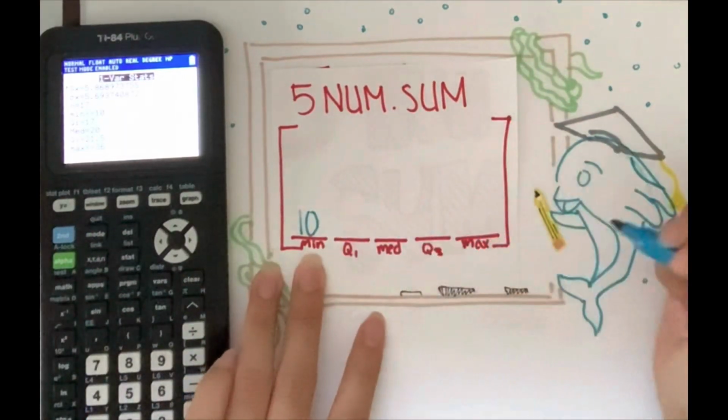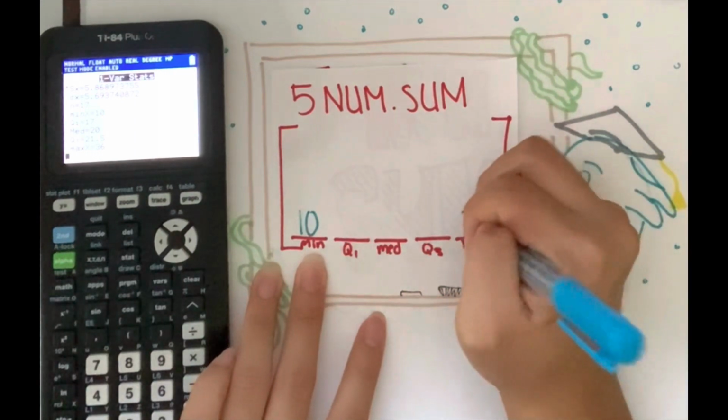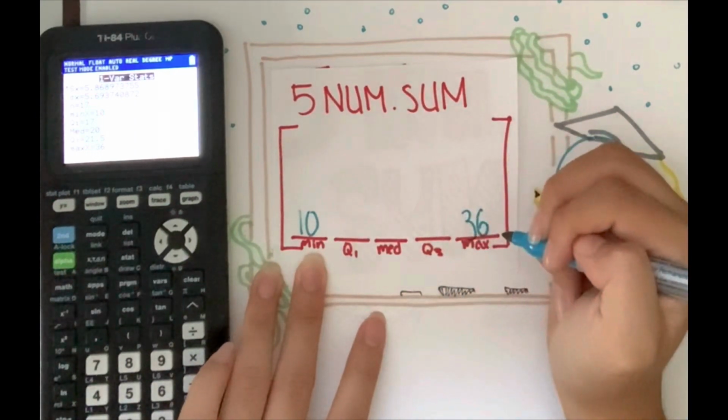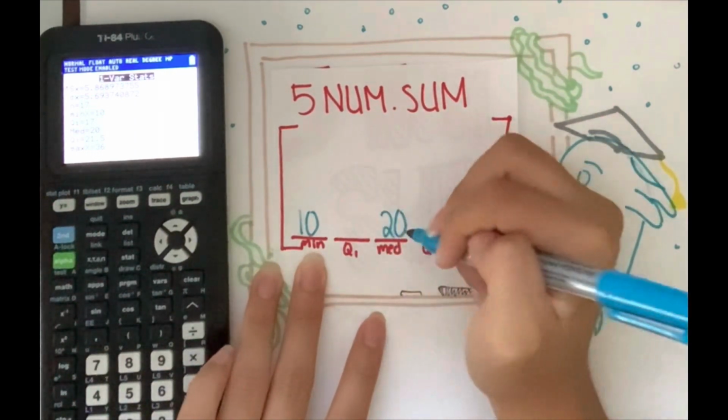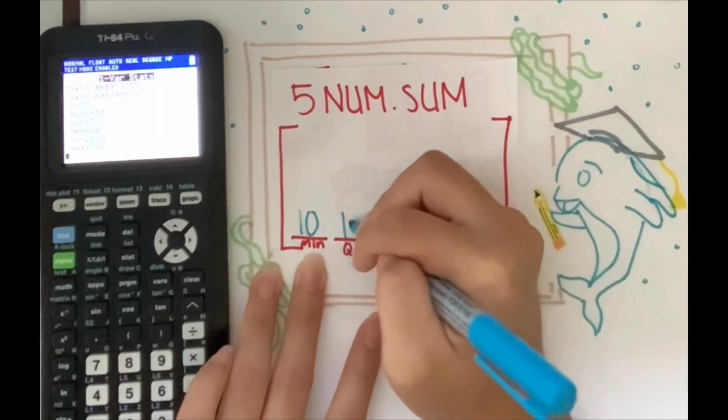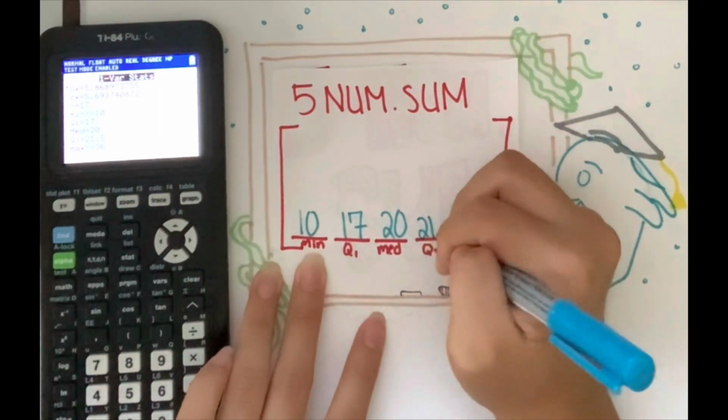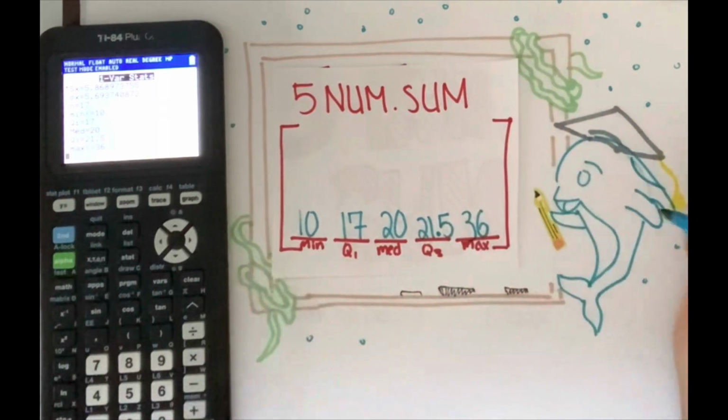It should consist of the minimum in the dataset, which is 10, the maximum at 36, the median 20, and the first and third quartiles of your data, which are at 17 and 21.5. They represent where 25 and 75% of your data points are found.